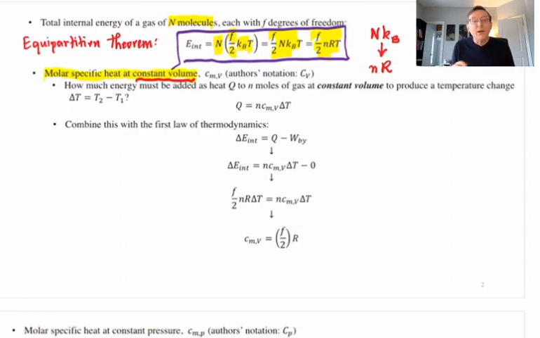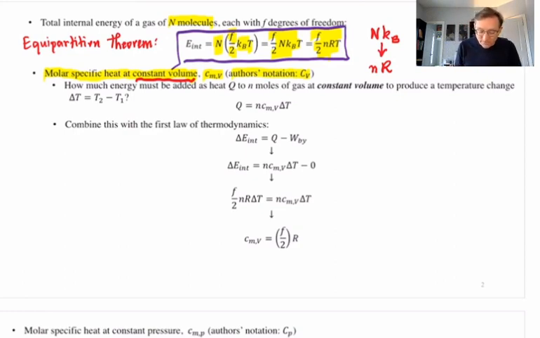I'm going to give you the symbol I'm going to use for molar specific heat at constant volume. That's my notation. Little c, subscript m and v. M because it's a molar specific heat, and V to remind us that we're holding the volume constant. I'll just give you a heads up, if you read in the book, the author's notation for that same quantity is capital C sub V, but I don't like it. So I'm using little c mv.